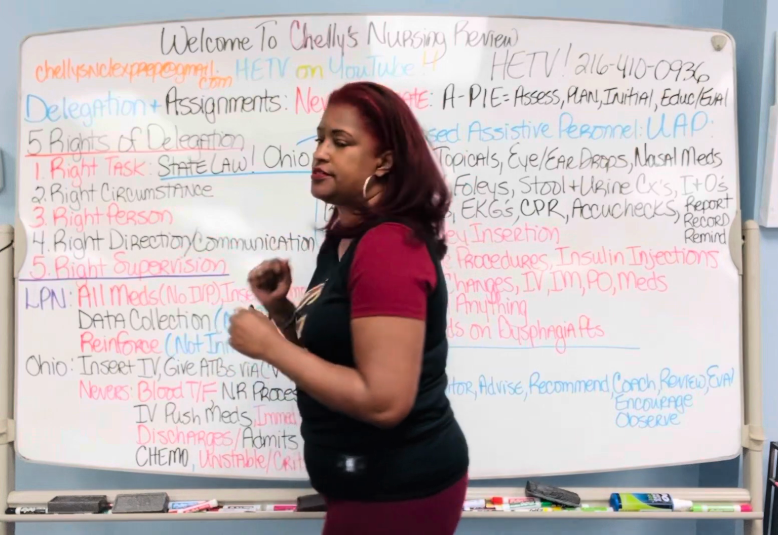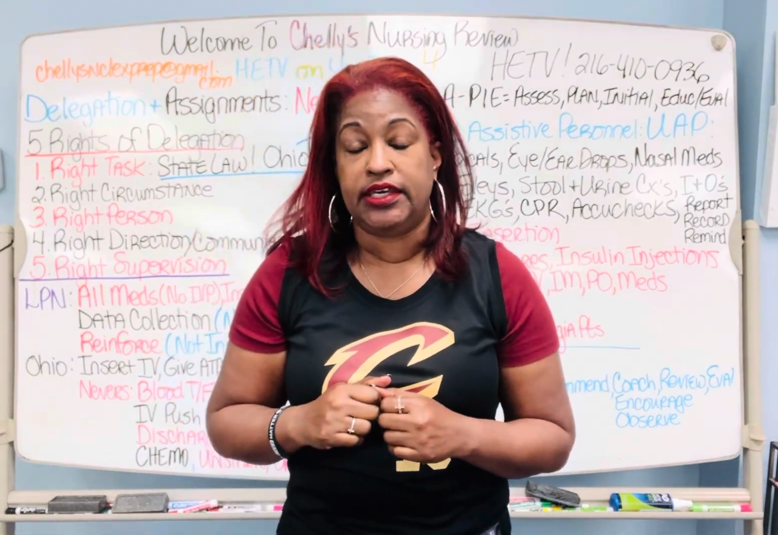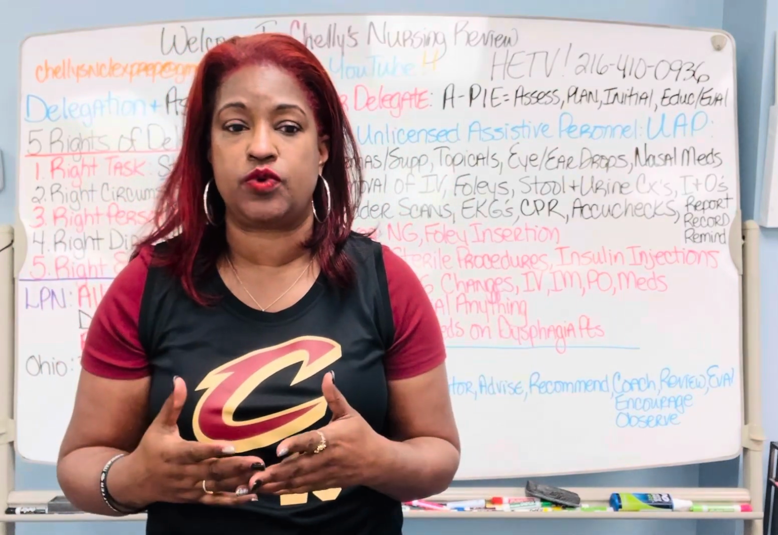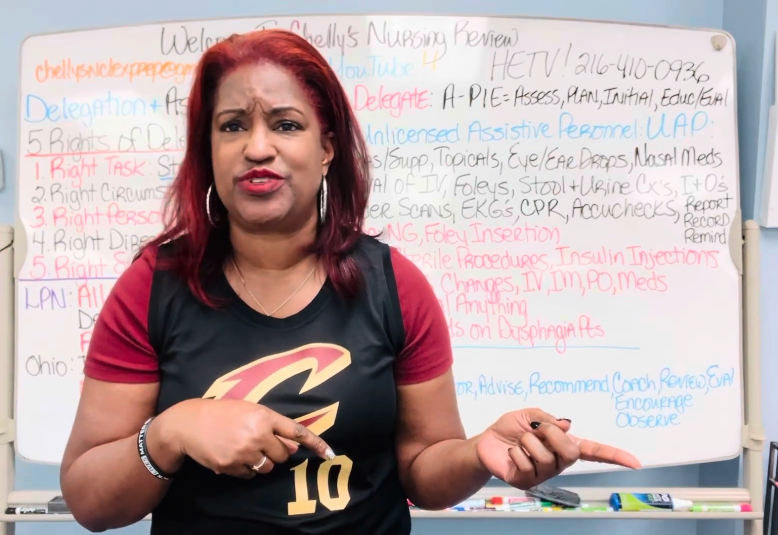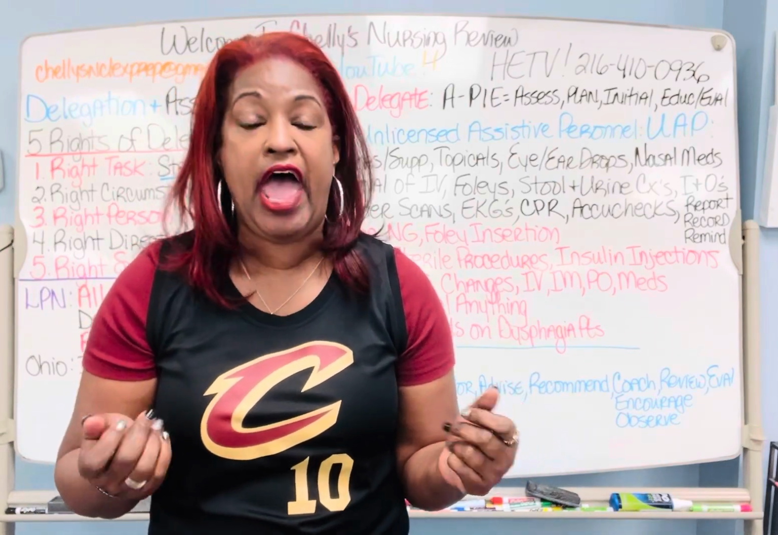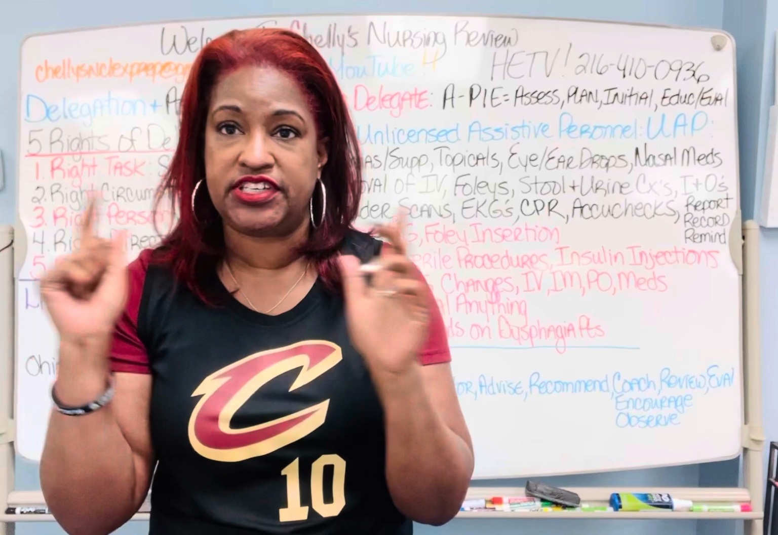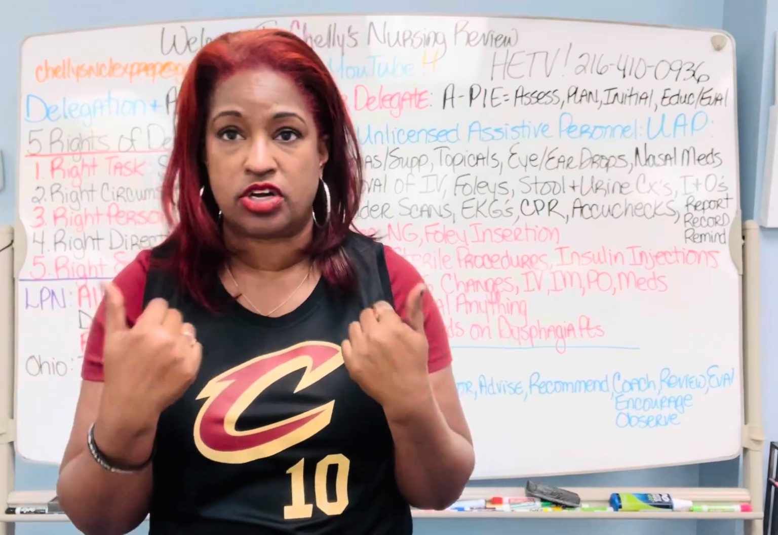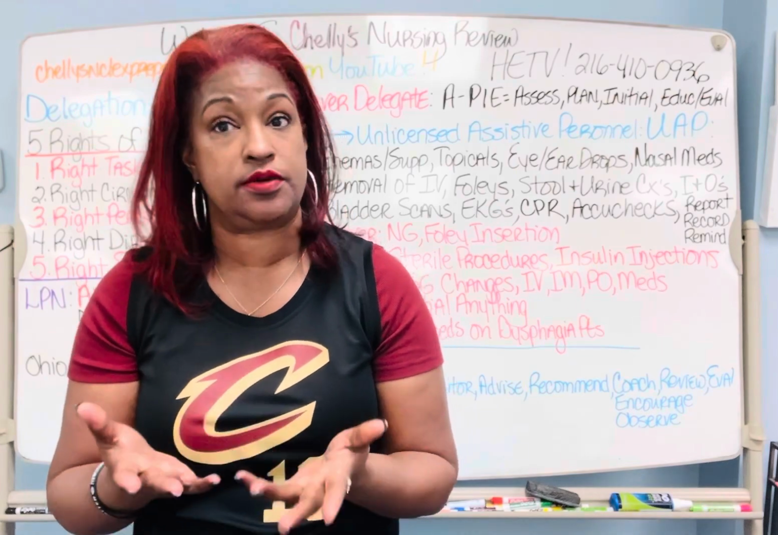Now, let's do some more, shall we? Right circumstance is important, because when you think of the right circumstance, yes, the UAP can do AccuChecks, but not on my DKA patient who was in a coma. Does that make sense? They're not stable. And you know the rules. You only delegate stable patients. So doing an AccuCheck on the DKA who came out of a coma and now is on an insulin drip and all this stuff, no, that's not the right circumstance. You see what I mean?